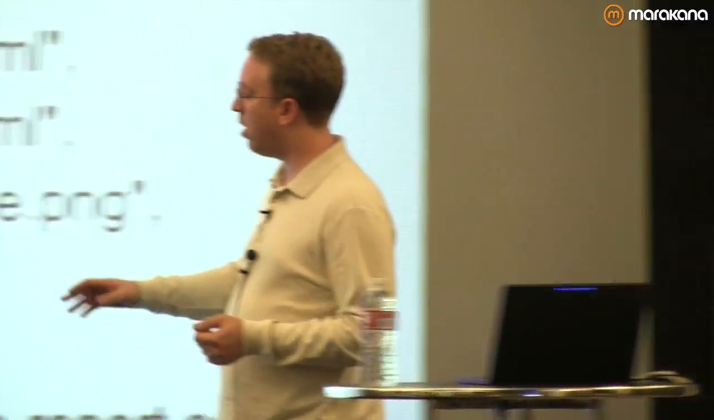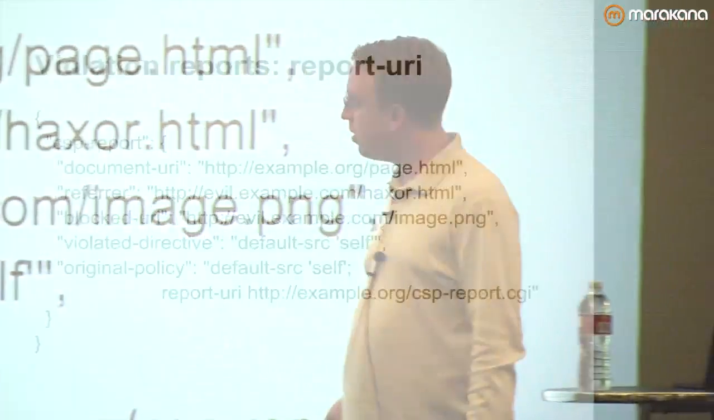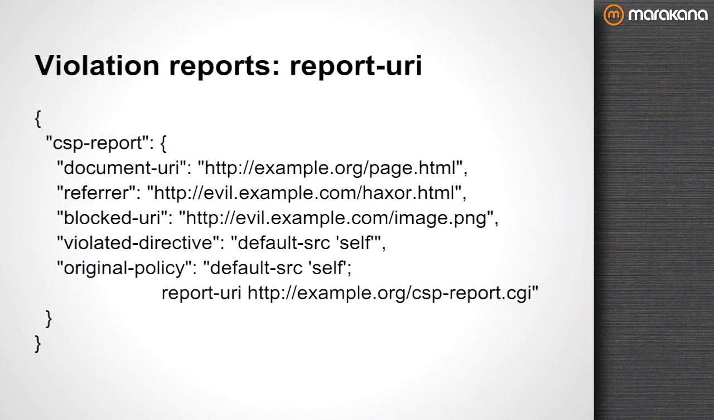So I mentioned that when your website violates a policy, there's an event that gets generated in the DOM that says this element tried to load something that violated your policy. You can also specify a report URI. There you give a URL, and then when there's a violation, the browser will send you this JSON blob to that URL and tell you something went wrong. So it'll tell you this document that was referred to by somebody trying to load this thing that was blocked because it violated this directive. And then here's the whole policy that was being enforced.